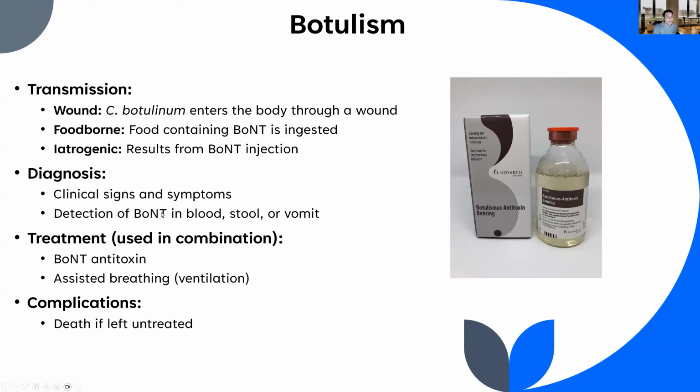Okay. Diagnosis: clinical signs and symptoms. You can also detect the neurotoxin in blood, stool, or vomit. And then to treat this, often you're going to need ventilation. You're often going to need to breathe for the person, because, again, that descending paralysis is going to begin to lead to the flaccid paralysis of the intercostal muscles and the diaphragm, which is required for breathing. And then you've got to use the botulism antitoxin to soak up all of that neurotoxin in the body, and then flush it out, and then the patient can begin to recover.